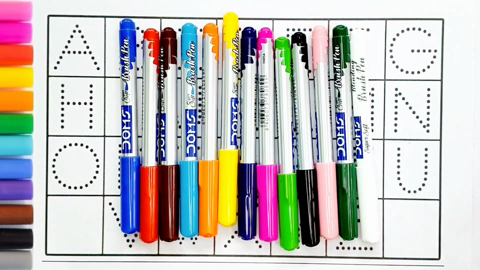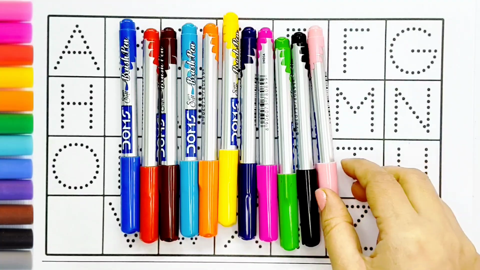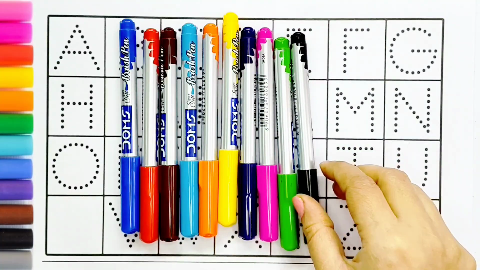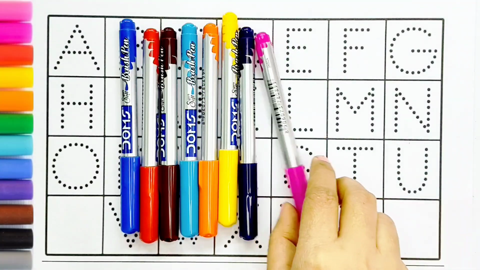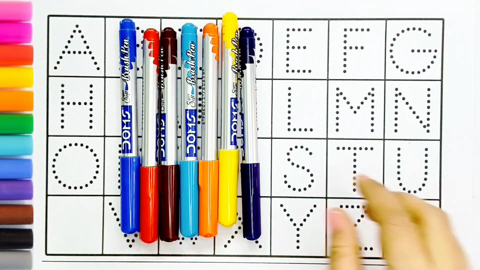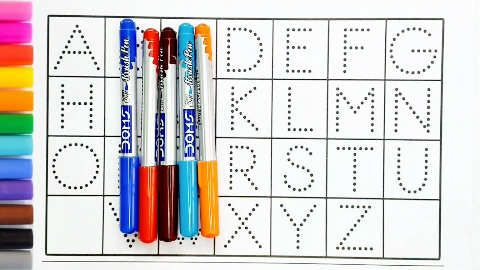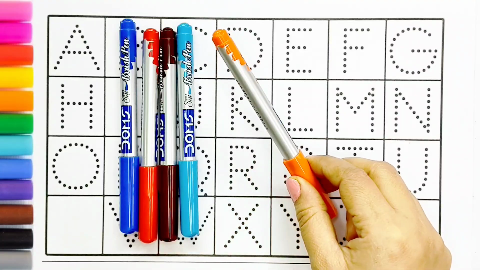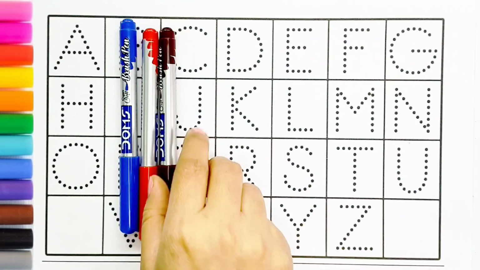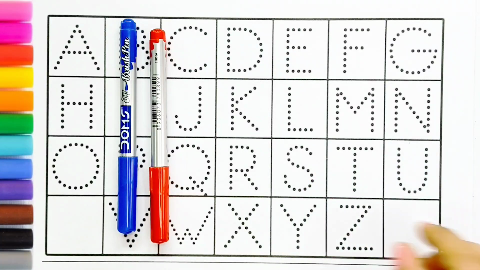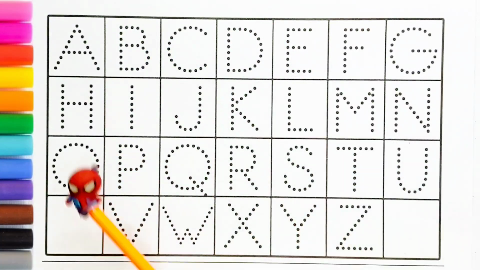Gray color, white color, dark green color, peach pink color, black color, light green color, pink color, purple color, yellow color, orange color, sky blue color, brown color, red color, blue color.